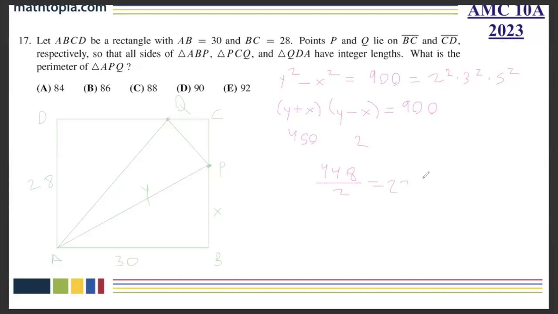So 224. So notice P is on length BC, right? It says P is on BC, right? Like the segment. So obviously this length cannot be 224. That would go completely off the rectangle.